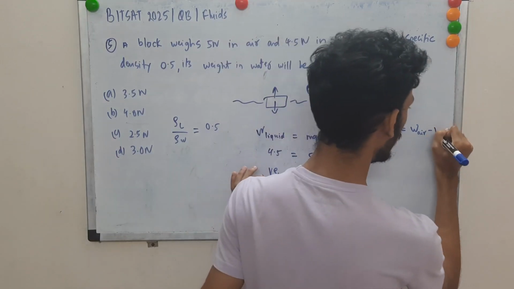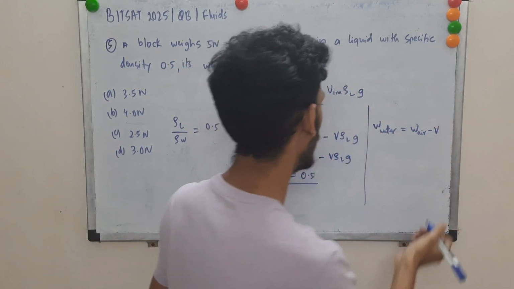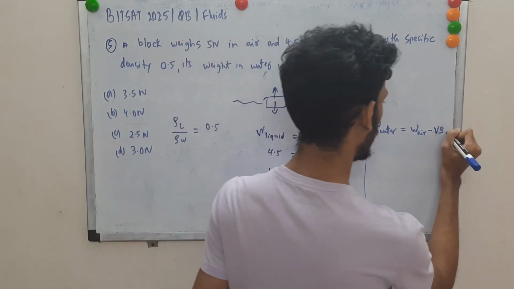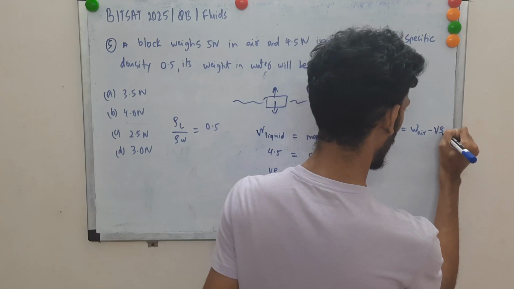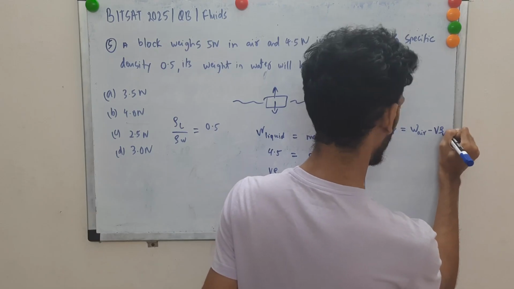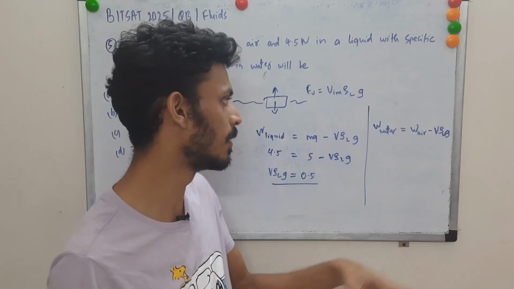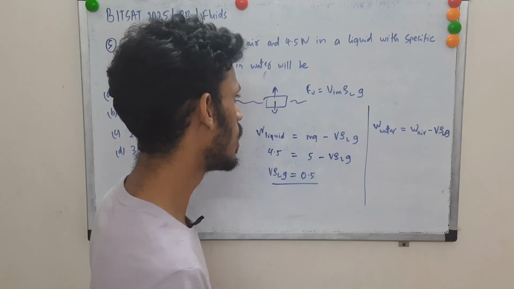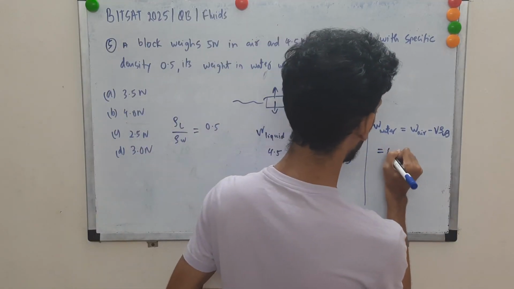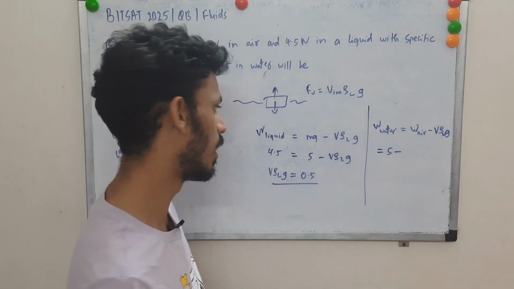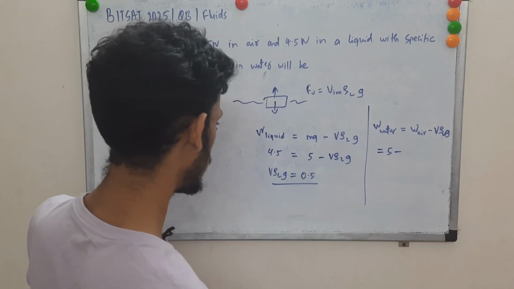So we'll have V, the amount of volume immersed. Again, we are considering it to be the same. Then here we'll have the density of water into g, right? The density of the liquid in which you are immersing, water. So weight in air we know is 5 newtons. Then now we can use this relation to find that. So we know this, right?